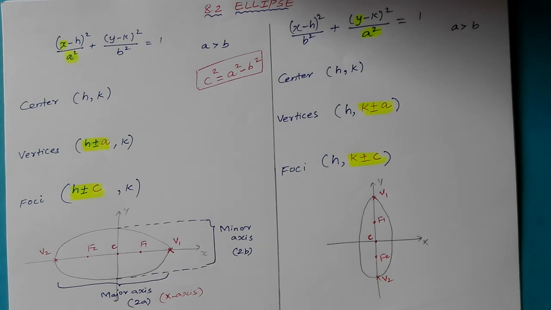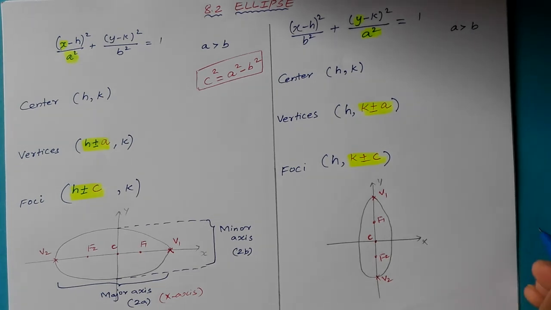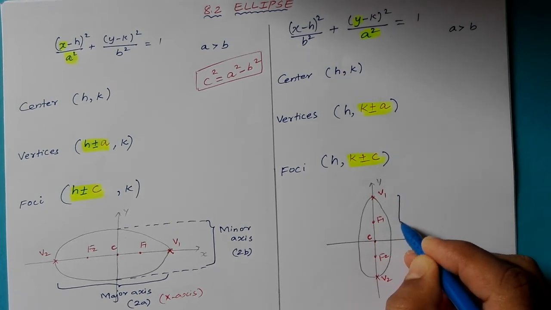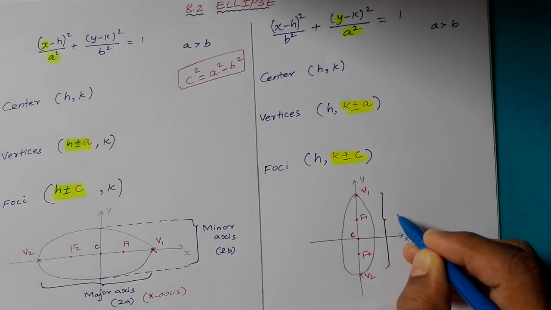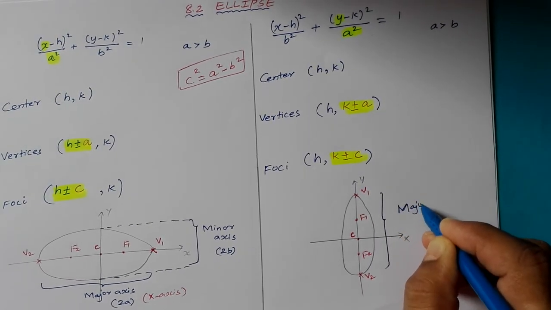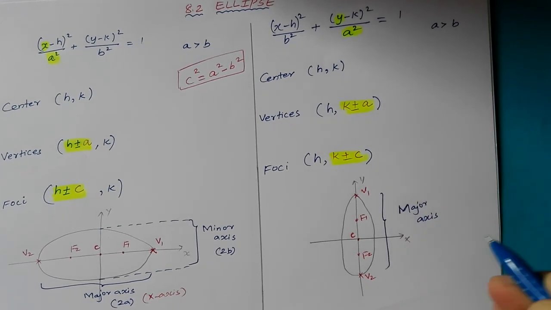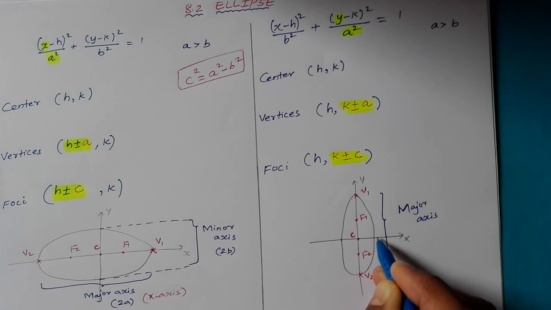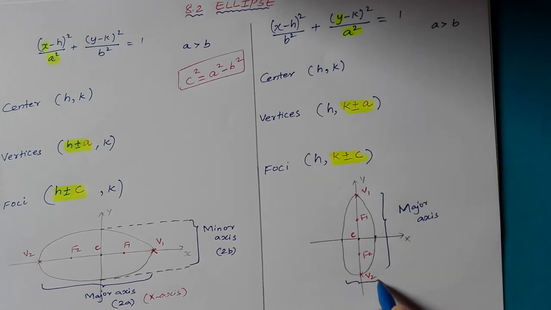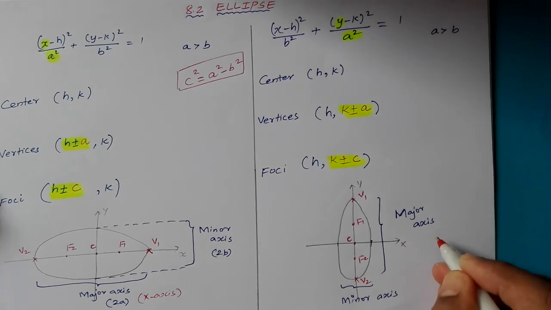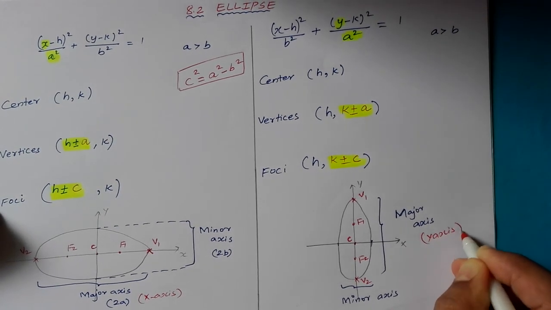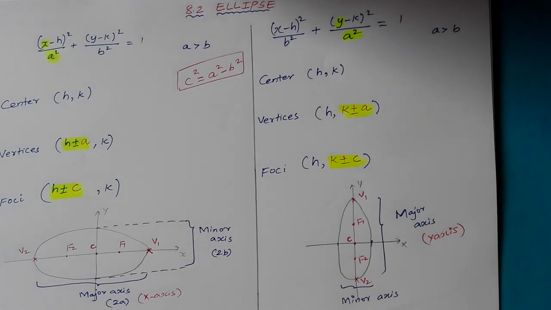And here, therefore, this one is the major axis, and this one we call the minor axis. So here the major axis is the y-axis. Why? Because a is present below y.